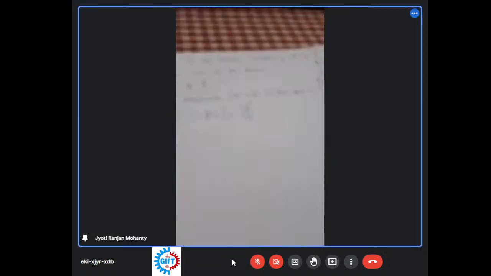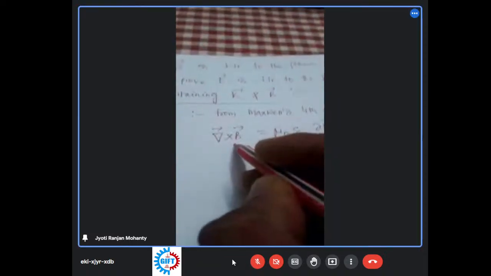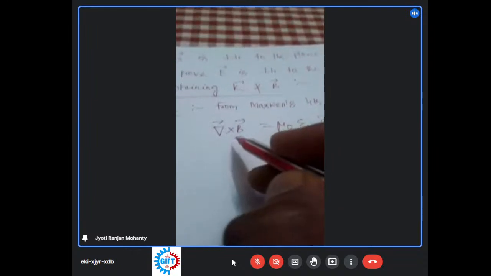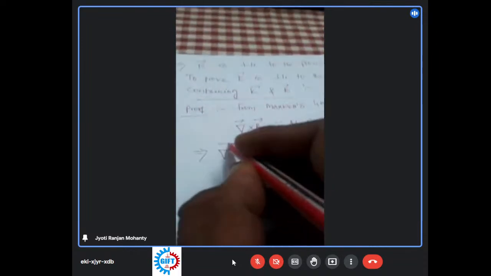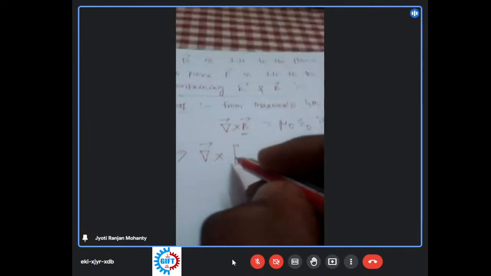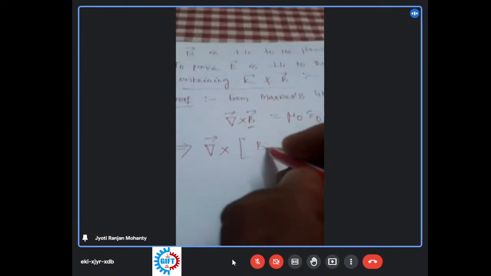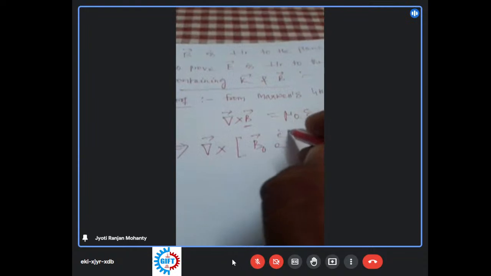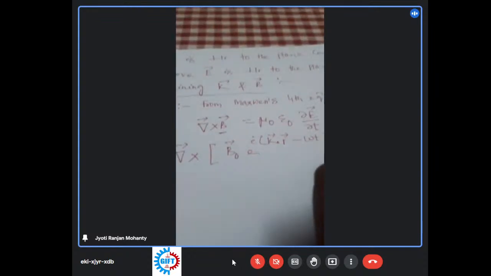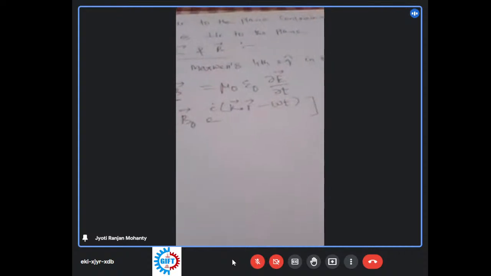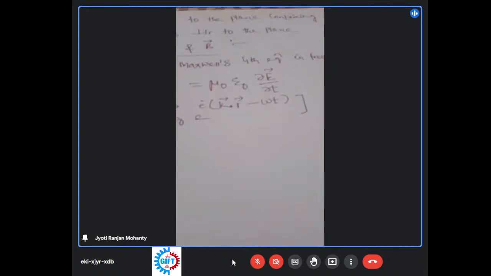ओके, सो अभी हम क्या करेंगे, B का वैल्यू पुट करेंगे, putting the value of B from equation 5 and the value of E from equation 2. So directly I want to write, this implies del cross B के जगह में क्या होगा, B0 e to the power i (k dot r minus omega t).